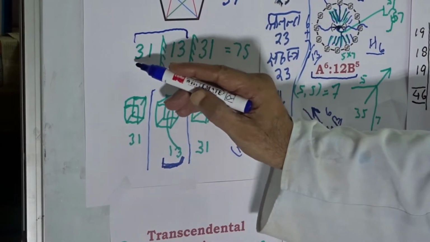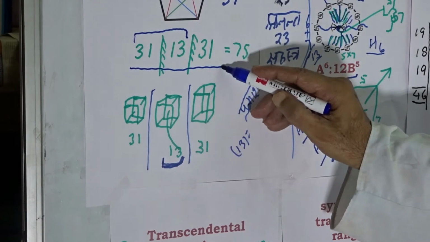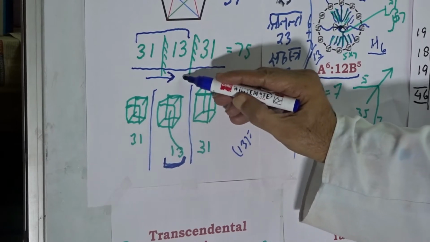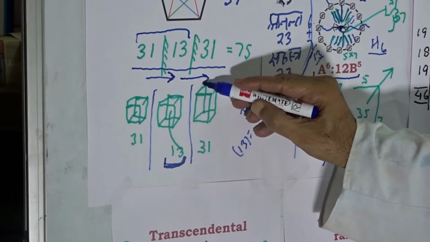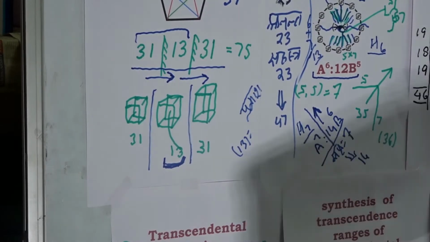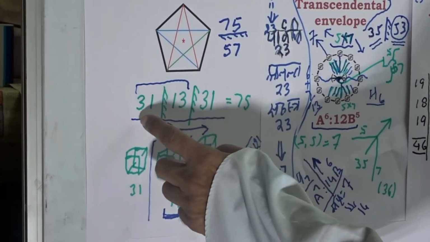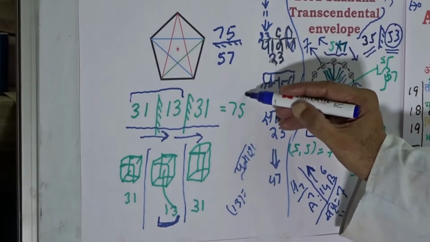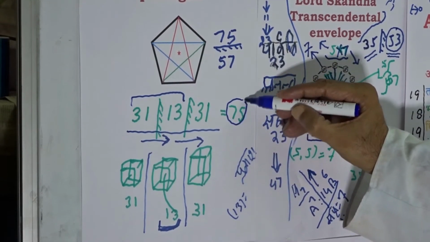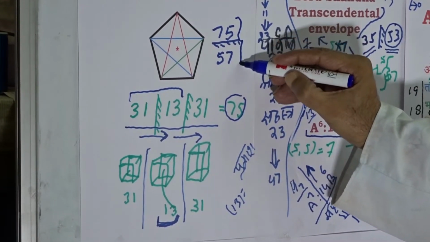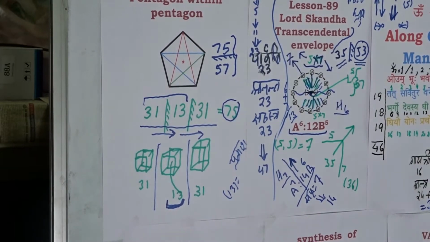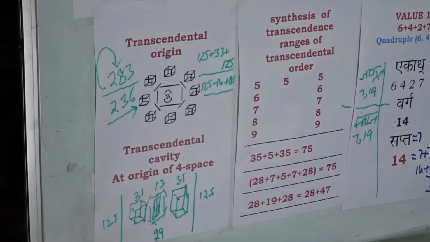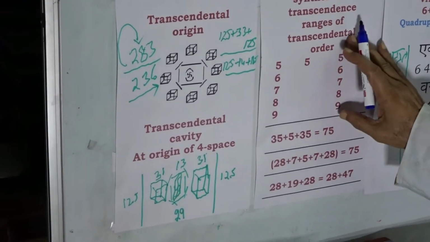Therefore, this 31 with the first reflection making a bimb, means the image as 13, and at a second reflection will again take back to value 31. Therefore, in the process, 31, 13 and 31 makes a value 75. We know that value 75 constitutes a reflection pair with value 57. Value 75 is the synthesis value of the transcendence range of a transcendental order.